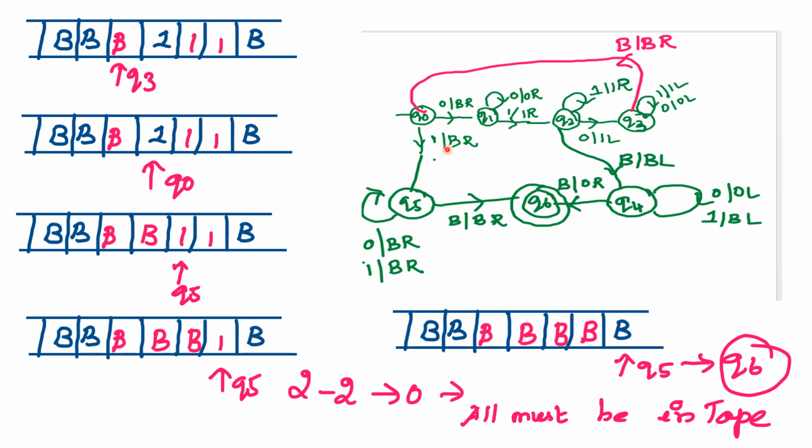So we have to analyze step by step. If we are starting at q naught, if it is 0, what will happen? If you are seeing 1, what will happen? If you are seeing blank, what will happen? So each state we have to analyze, then you have to construct the machine.